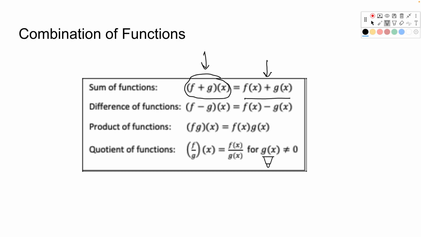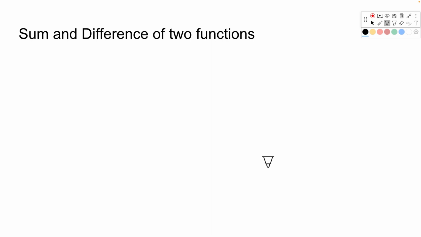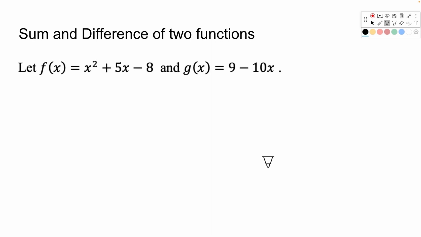But we'll go through a few examples here, and then we'll talk about composition. So, sum and difference of two functions. Again, all it is is taking the two functions and combining like terms. So here's an example.